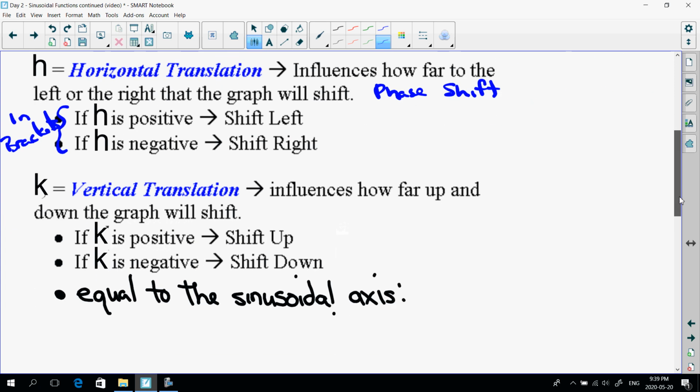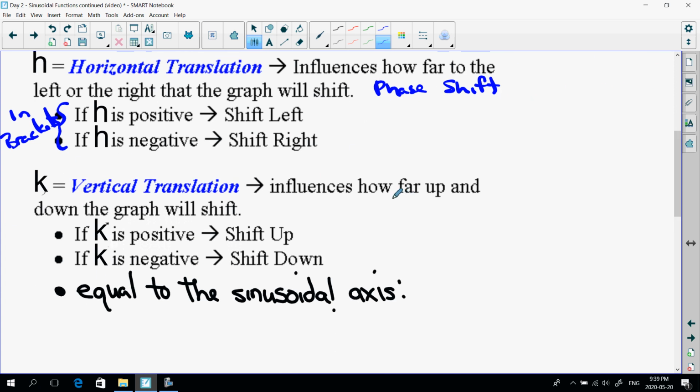Vertical translation, you don't have to change the sign. It influences how far up and down the graph will shift. If the k value is positive, you shift up. If the k value is negative, you shift down. And it's equal to the sinusoidal axis. So as an example, if k equals 3, then the sine axis would have an equation of y equals 3. Remember, the sine axis is the horizontal line that cuts the curve in half.